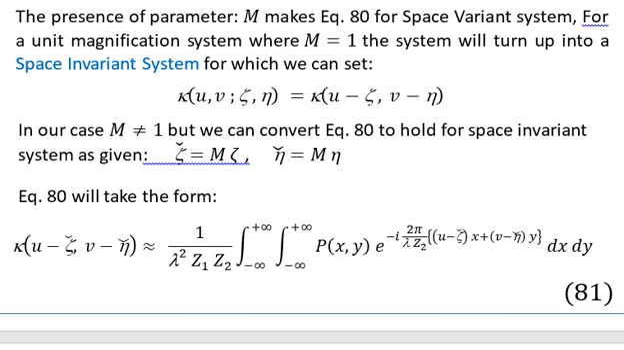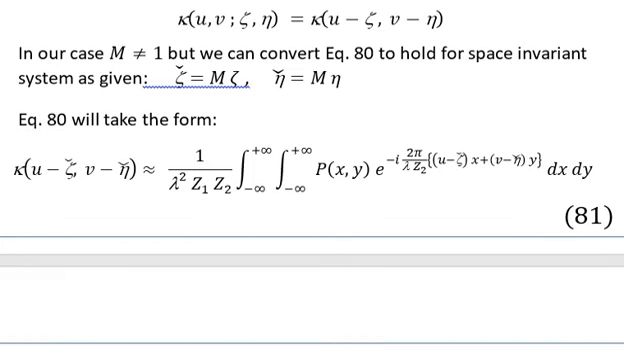Then we shall get the following equation as shown in equation number 81, that is kappa of u minus zeta inverted hat comma v minus eta inverted hat is of the order of 1 over lambda square z1 z2, and the double integration is on p of x y, and the exponent is also written without the involvement of the magnification, because the magnification is implicitly involved but not explicitly involved, in the expression e to the power minus iota 2 pi over lambda z2, and within the curly bracket we have u minus zeta inverted hat multiplied by x plus, within the parenthesis, v minus eta inverted hat multiplied by y, and the integration is with respect to dx and dy.